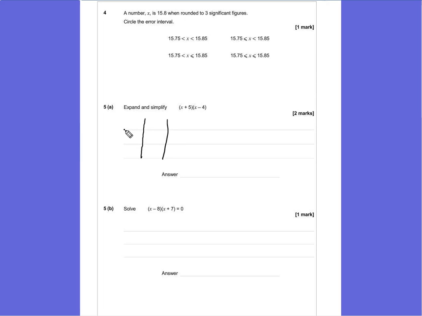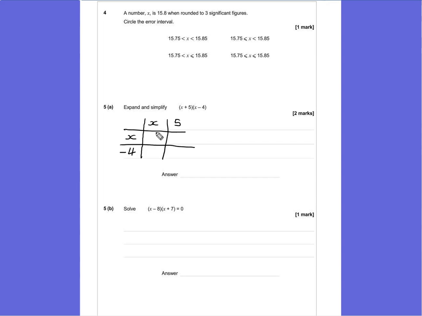2 lines down and 2 lines across. We can put into these boxes the values in the brackets just to help us make sure that we've multiplied everything from the first bracket by everything in the second. So in this case I have x plus 5, so I've got x and a positive 5 multiplied by x, and subtract 4 is a negative 4. And it helps to write this down at this stage so that we don't forget that subtract or negative.